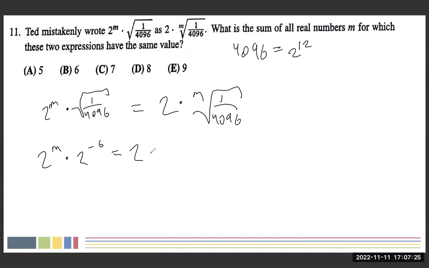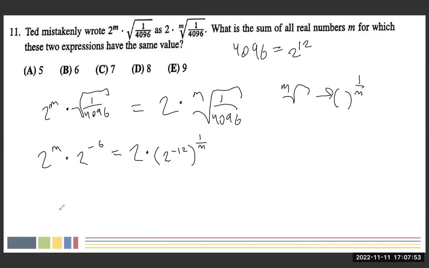So this is just 2 to the m times 2 to the negative 6. Okay, what about this side? This is 2, and then it's times the mth root of 1 over 4096. Well, 4096, like we've already talked about, is 2 to the 12, right? And we're putting that to the mth root. But the mth root is the same thing as the 1 over mth power. These are the same thing. So therefore, this is just 2 to the negative 12 to the power of 1 over m.